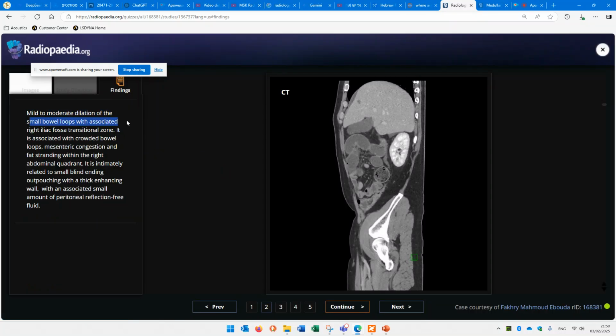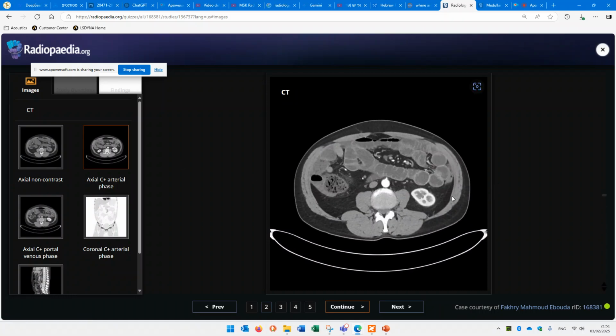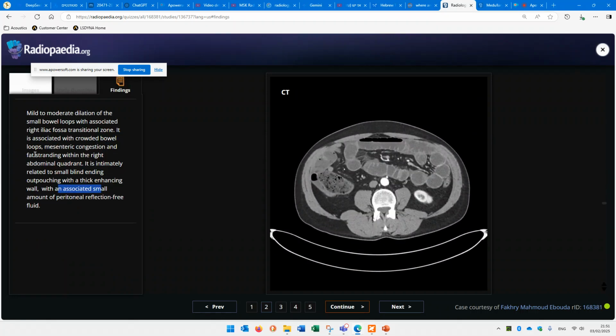Okay, mild to moderate dilatation of the small bowel loops with associated right iliac fossa transitional zone. It is associated with crowded bowel loops, mesenteric congestion, and fat stranding within the right abdominal quadrant. It is intimately related to a small blind-ending outpouching with thick enhancing wall, with an associated small amount of peritoneal free fluid. So it seems that they are telling me that there may be a small bowel obstruction.